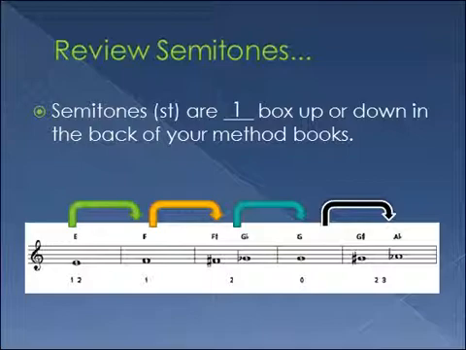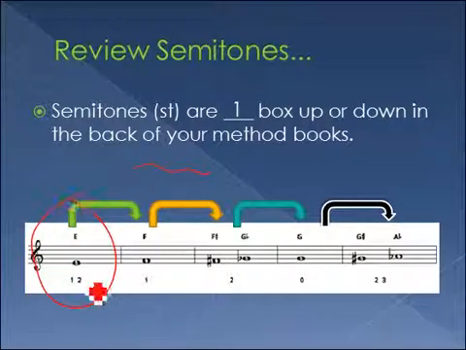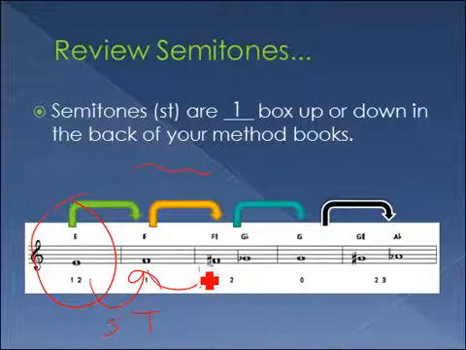So reviewing semitones. As I explained last week, semitones are just one box up or down in the back of your method book. So for example, if we start on an E, and if you're in bass clef, just find an E in your method book. It doesn't really matter. But if we start on E, and go over one box to F, E to F is a semitone. Same thing, if we go F to F sharp or F to G flat, still a semitone.